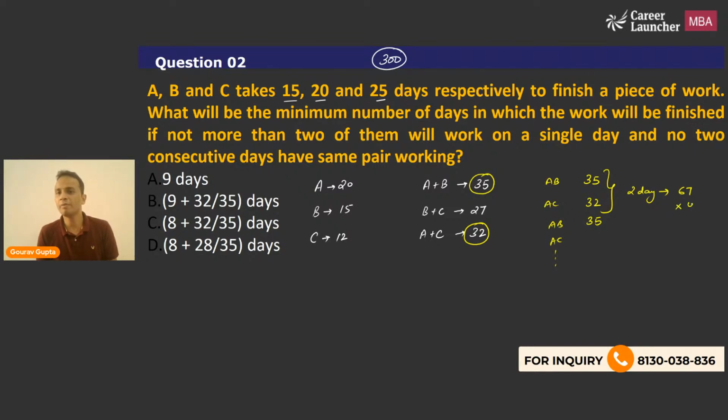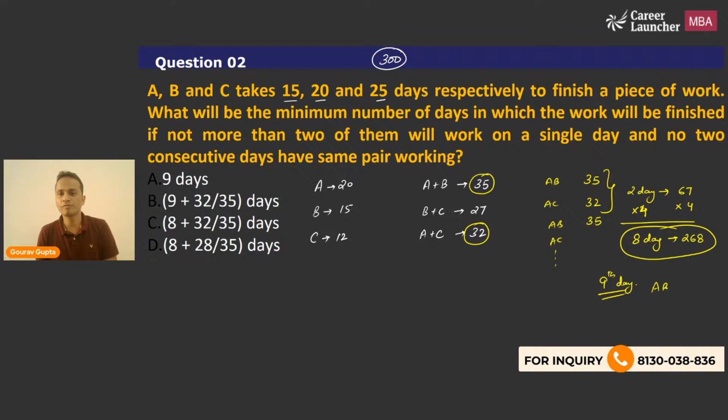So I'll multiply it by 4. 2 days will also be multiplied by 4, right? So that means in 8 days, 67 multiplied by 4, that is 268 units of work will be finished, right? 268 units of work will be finished. Now, what will happen on the 9th day? Now it's whose turn? Which pair will work on the 9th day?